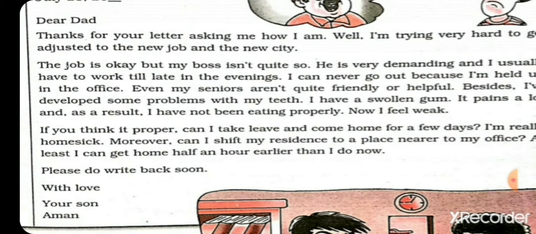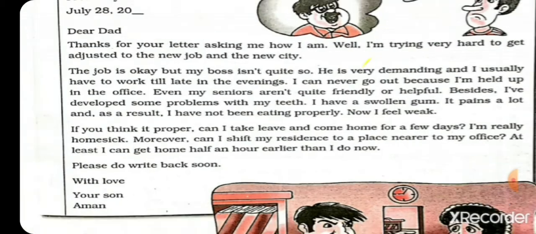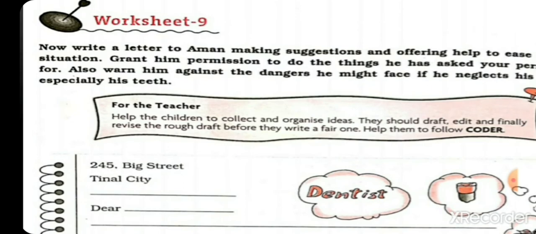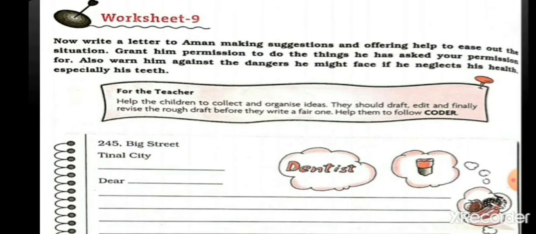Yes, students, now I think you all have understood the letter well. Now, beta, you have to write down one more letter. Okay, worksheet number 9. Let's read what you have to do in this video. Now write a letter to Aman. अब आपको अमन को लेटर लिखना है. Making suggestion and offering help. Suggestions देने हैं बेटा, advice देने हैं. Okay, and offering help to ease out the situation. और जो situation है उसको ease out करने के लिए, easy करने के लिए बेटा आप क्या suggestion, क्या offer दे सकते हो, that you have to write down here.